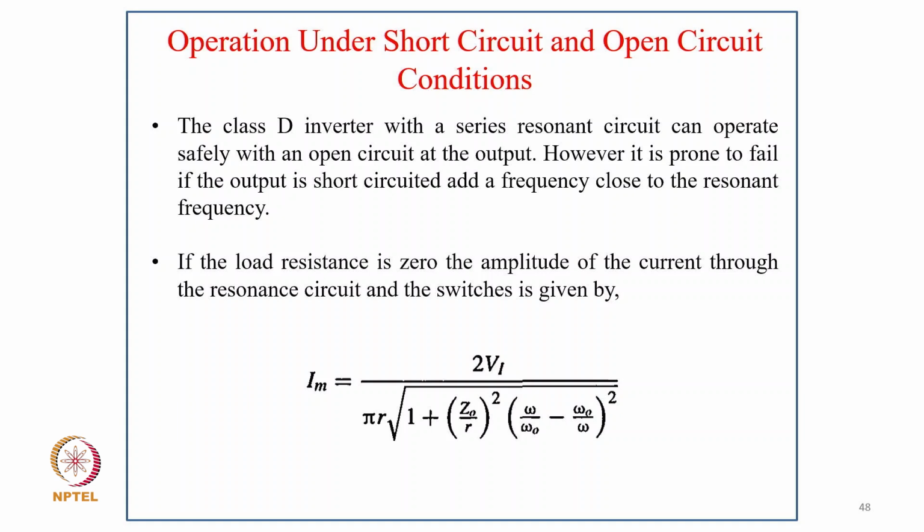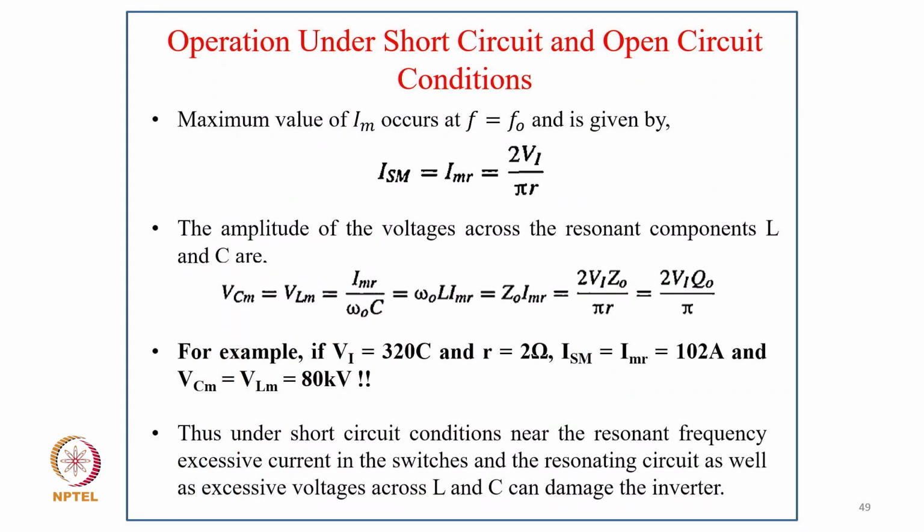load resistance is 0, the amplitude of current through the resonant circuit and the switches is given as Im equal to 2 V1 divided by square root of pi r in bracket 1 plus Z0 squared in bracket omega 0 by omega minus omega by omega 0 squared. So the maximum value of Im occurs at F equal to F0 and is given by ISM equal to IMR equal to V1 upon pi r, and the amplitude of the voltage across the resonant components L and C are VCM equal to VLM equal to IMR by omega 0 C equal to omega 0 L IMR equal to Z0 IMR equal to 2 V1 Z0 upon pi R equal to 2 V1 Q upon pi.